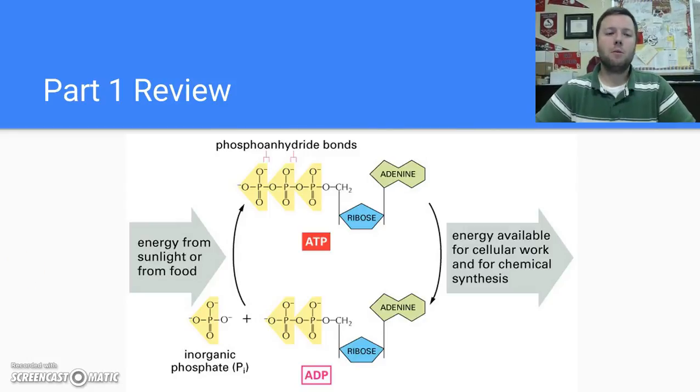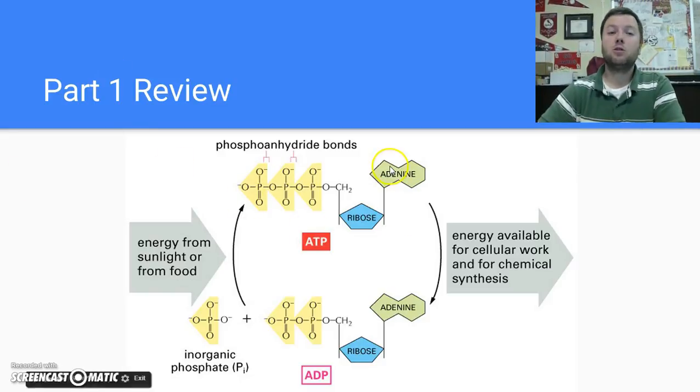Okay, so today we're here to pick up right where we left off. What you see on your screen right now is the ATP cycle. That's where you have adenosine triphosphate. You break the bond between the second and third. That releases energy available for cellular work. Then you've got ADP and a regular inorganic phosphate.